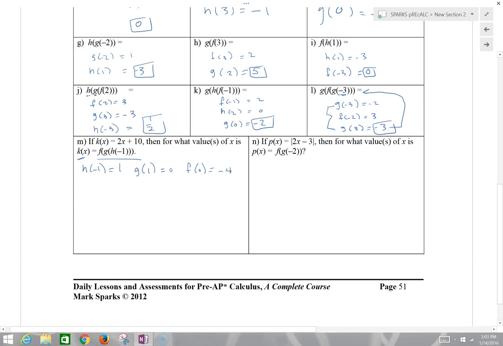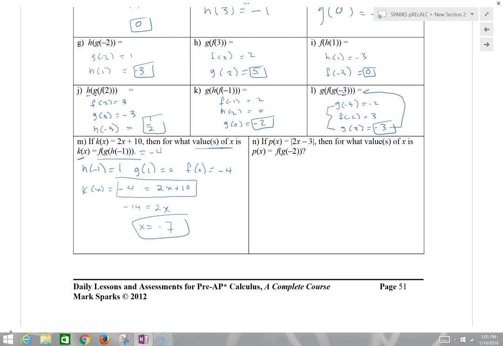So this is equal to -4. So we want k of x to be equal to -4, but k of x is also equal to 2x plus 10. And so now we're going to solve this to figure out what x values make this true. So we subtract 10, we get -14. Divide by 2, x equals -7.